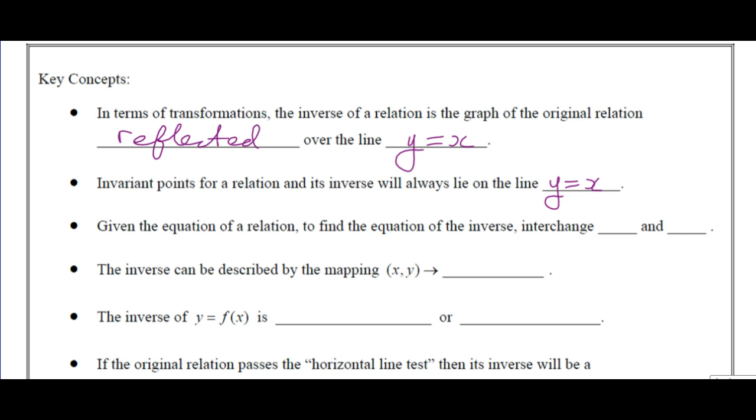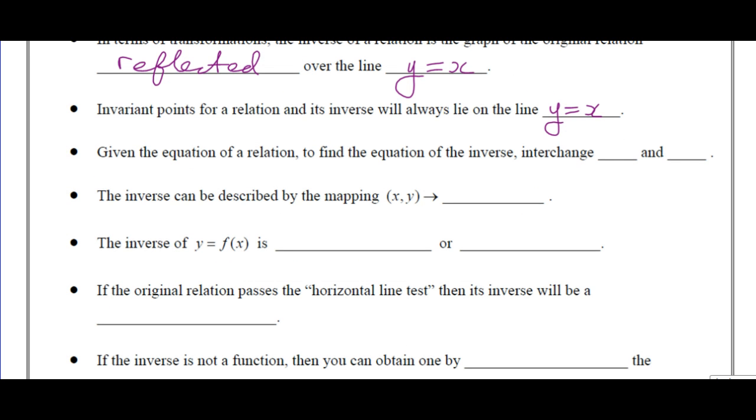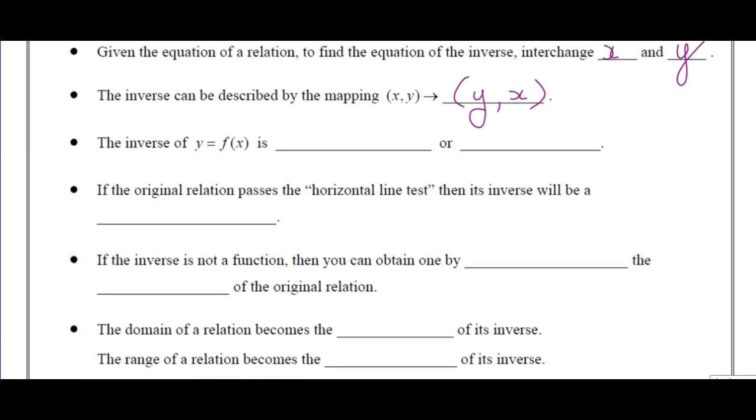Given the equation of a relation, to find the equation of the inverse, interchange x and y. The inverse mapping can be described as (x, y) maps onto (y, x). Interchange the x and the y. It becomes fun when we start doing combinations of transforms with a reflection over that line. Don't worry about it. Just do it as it comes. There are no special cases.